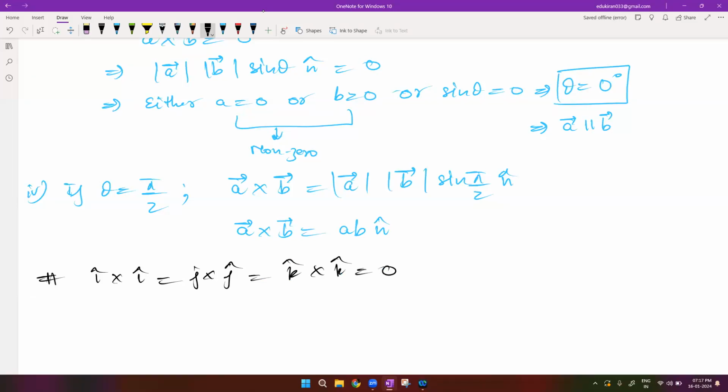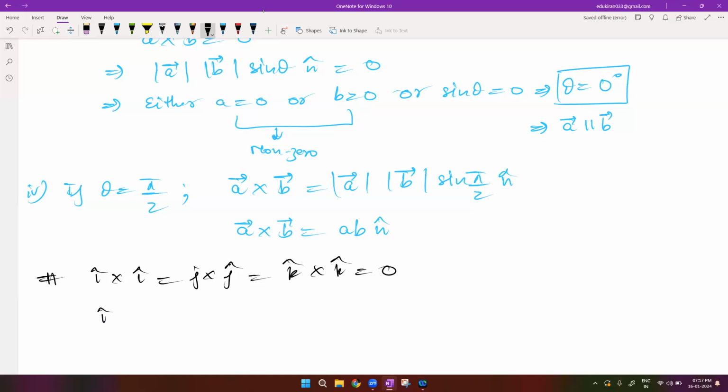Like in dot product, when we used to find the dot product of two vectors given in component form, we just multiplied their respective components. X with x, y with y, z with z. That is what used to happen in dot product. Just multiply the respective components. But in this case, the multiplication of respective components will always result in 0.